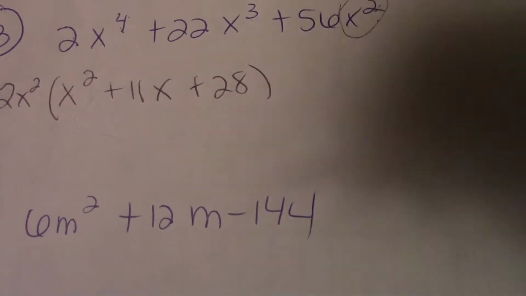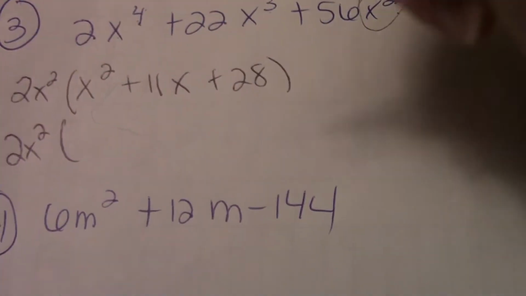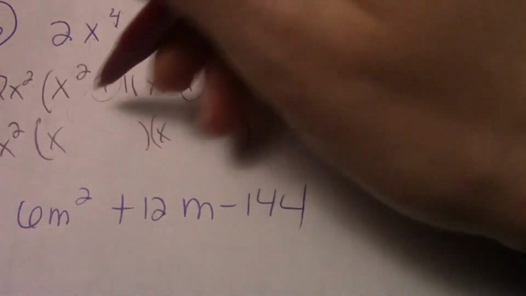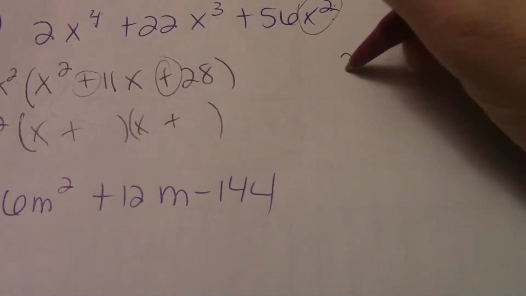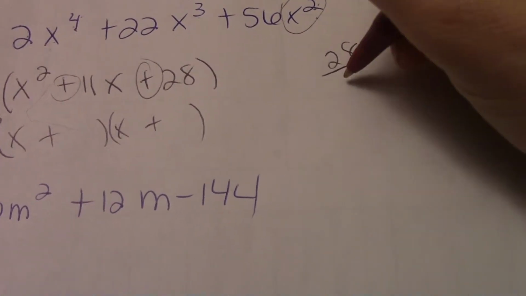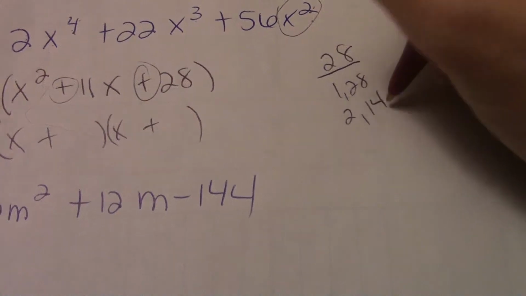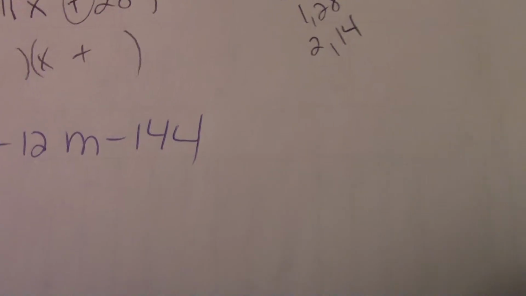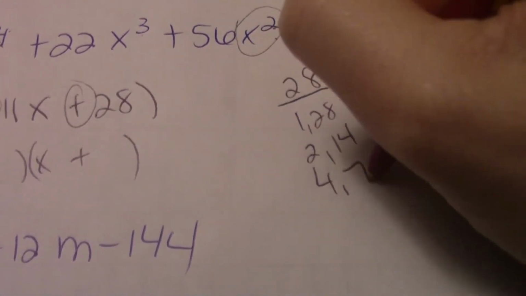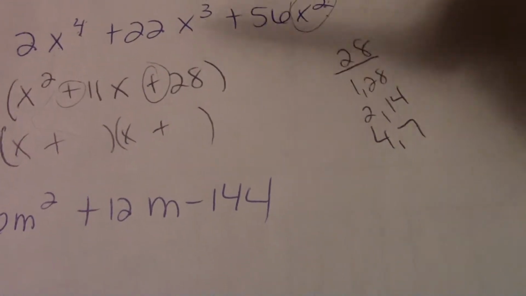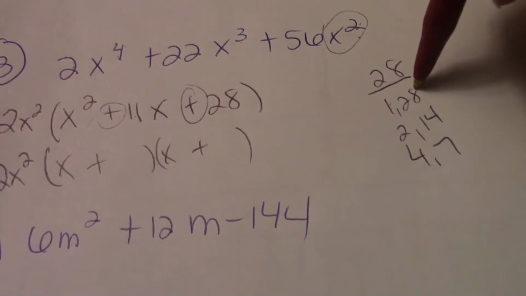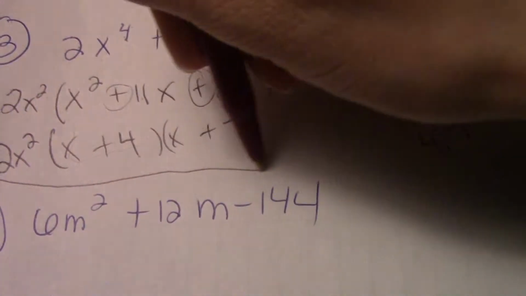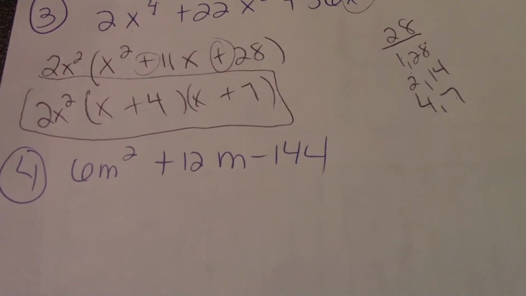So now we have to come over here and bring down the 2x squared, x and x. Remember this says plus, and that's plus, so it's plus plus. So 28 is 1 and 28, 2 and 14, 4 and 7. So which one of these add to 11? So that is 29, 16, that's 11, so 4 and 7. And that is our answer right there.